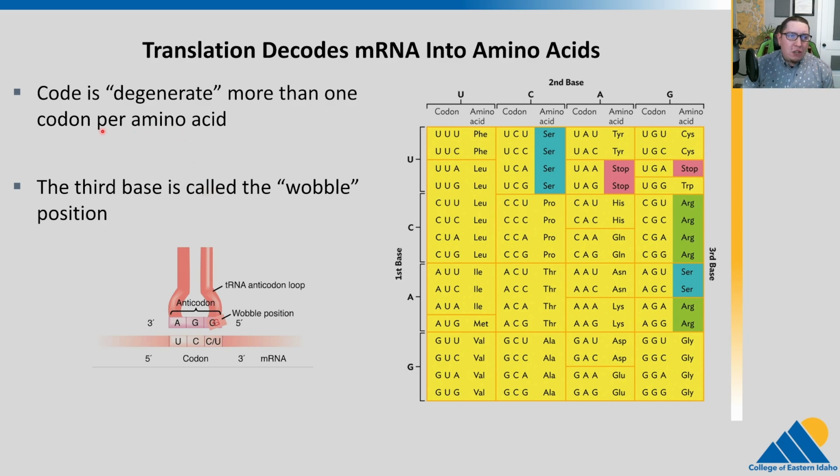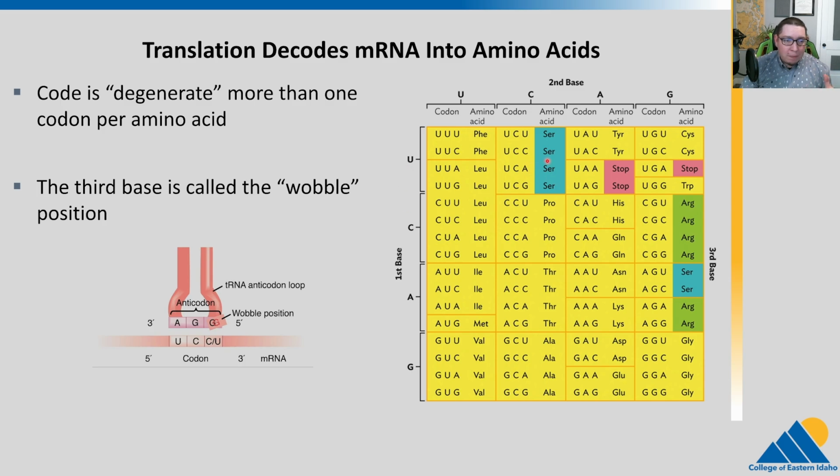Now, we call the genetic code here degenerate. That's because there are more than 1 codon per amino acid. It's partly because of this hypothesis called the wobble hypothesis, where we think that the tRNA, when it comes in and binds, this third position doesn't need to quite match up perfectly to bring the amino acid in. So it could be UCC, so let's do that.